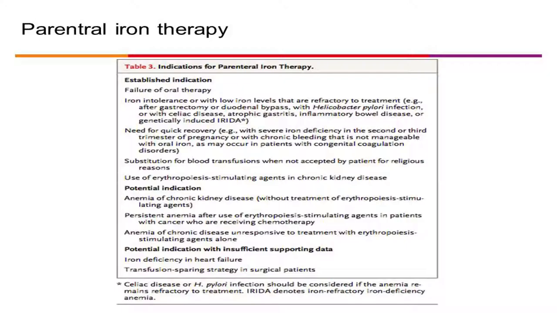In some cultures, like Jehovah's Witnesses, where they don't accept blood transfusion, we can give iron as a substitution for blood transfusion. Of course, patients with chronic kidney disease on erythropoiesis-stimulating agent, we need to give them IV iron, especially if they are not responding properly to the injection. Other potential causes: patients with malignancy on erythropoiesis-stimulating agent who don't have the proper response, anemia of chronic disease, as I said. And potential indications, patients with heart failure, and as a substitution for transfusion, where the patient is really refusing transfusion and the indication for transfusion is iron deficiency anemia.